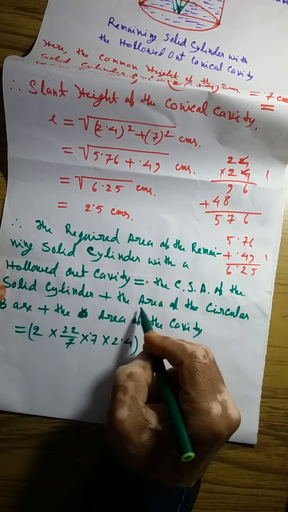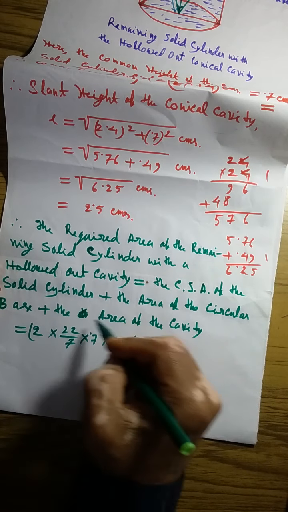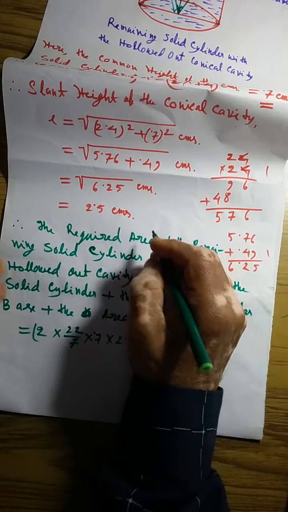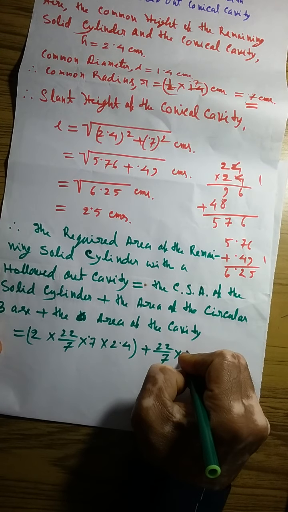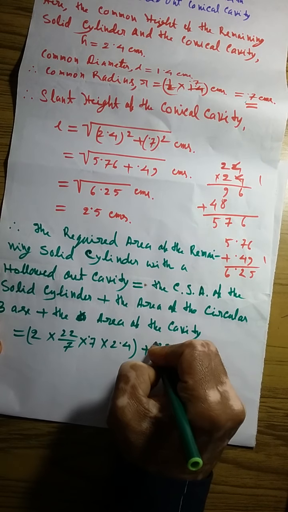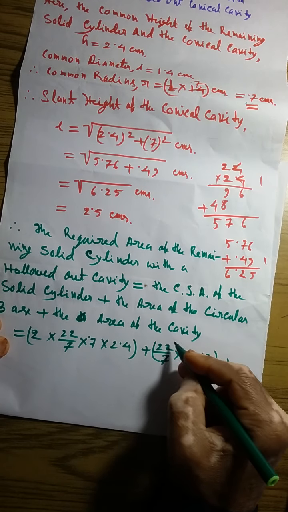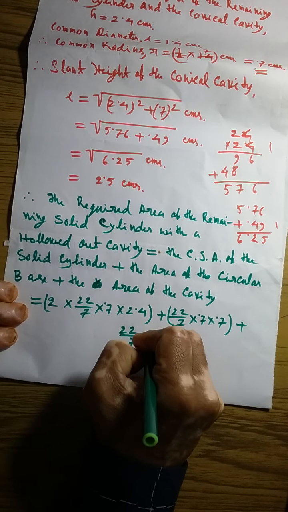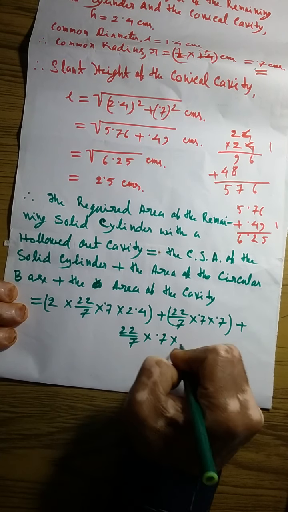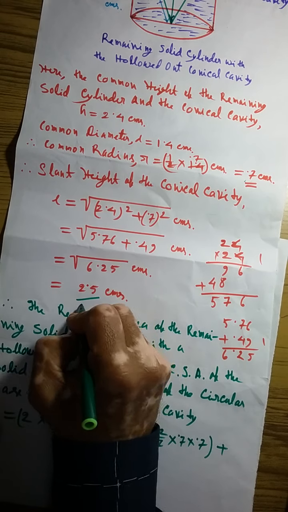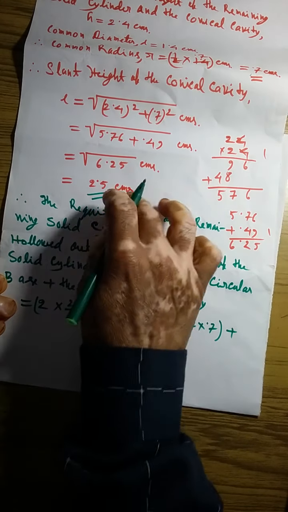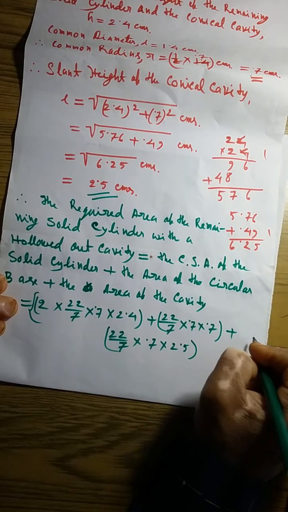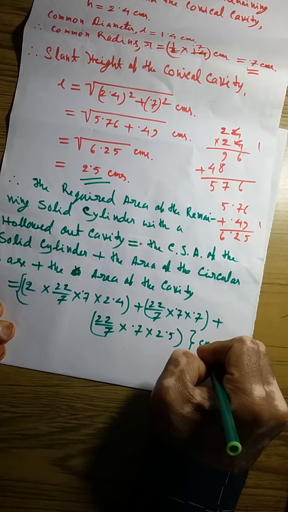plus the area of the circular base pi r square, that means 22/7 into 0.7 into 0.7 plus the area of the cavity pi r l, pi, that means 22/7 into r, 0.7 into l, that means slant height, which we have just determined to be 2.5 centimeters, 2.5. The unit will be square centimeters.